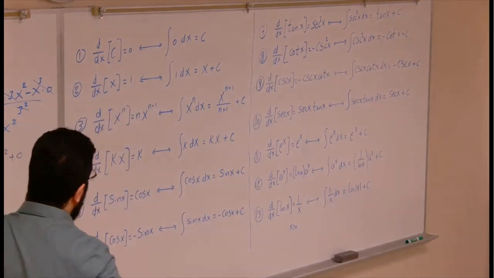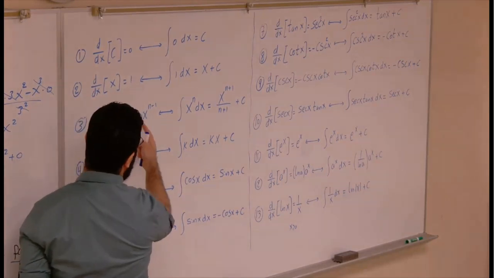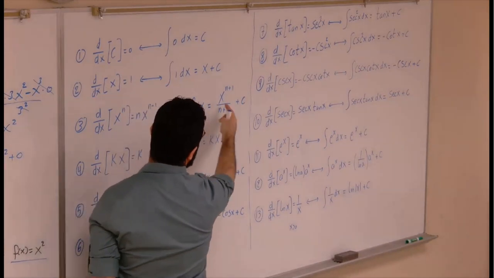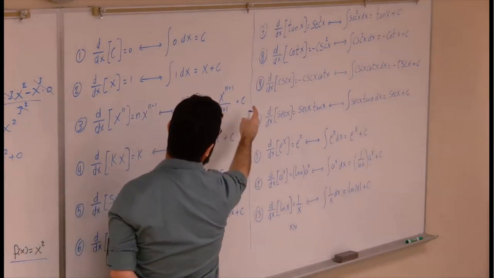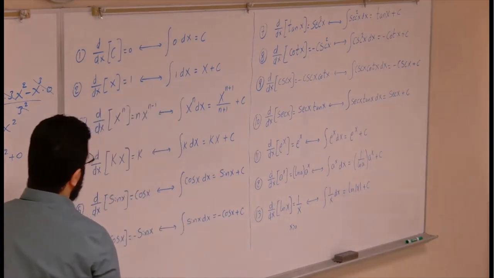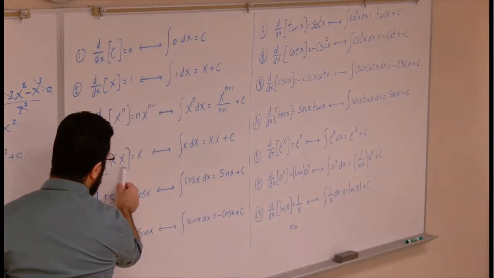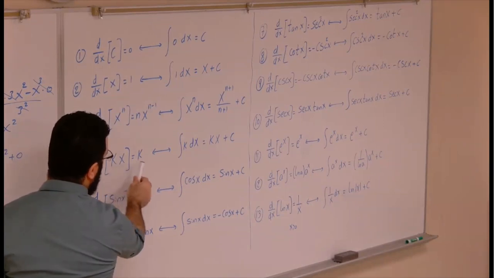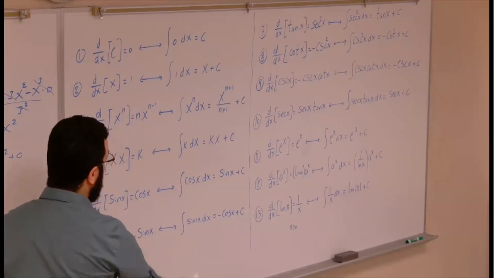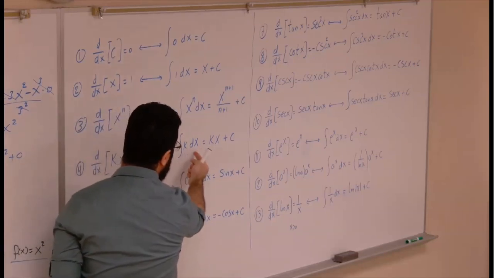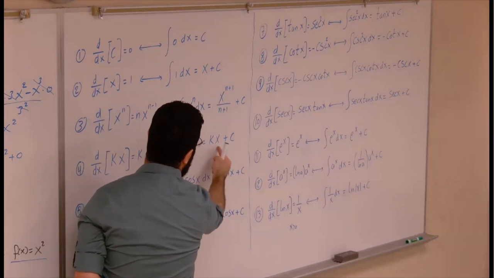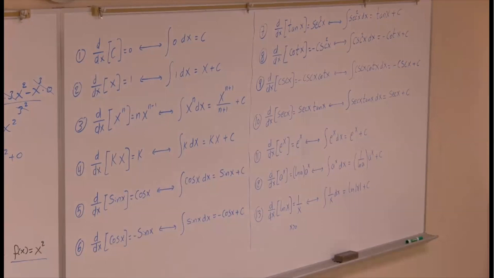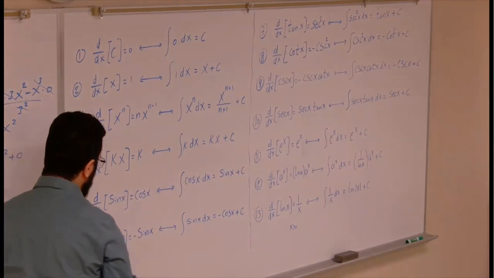Now, the derivative for x^n is n x^(n-1). The integral for x^n dx is x^(n+1) over n+1 plus c. The derivative for kx is k, because the derivative for x is 1, and k times 1 is k. The integral for k dx is kx. You have to add the constant, so it's kx plus c. Always, when you're taking the integral, you have to add the constant c.